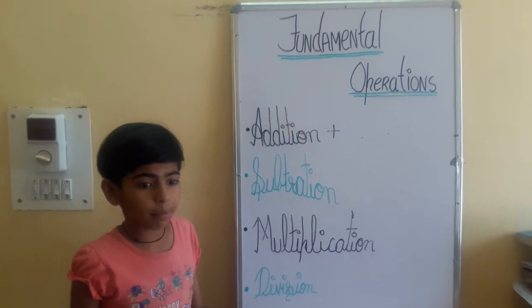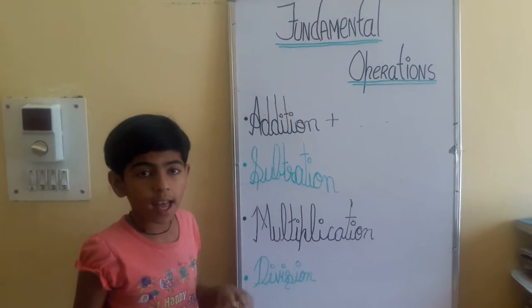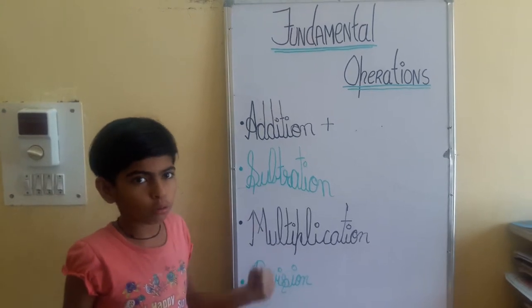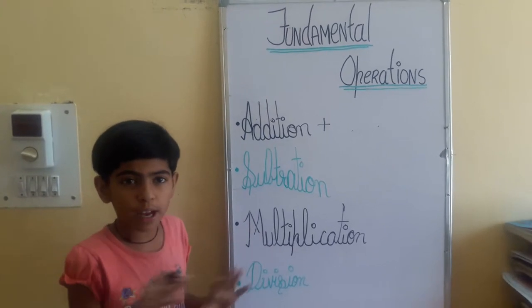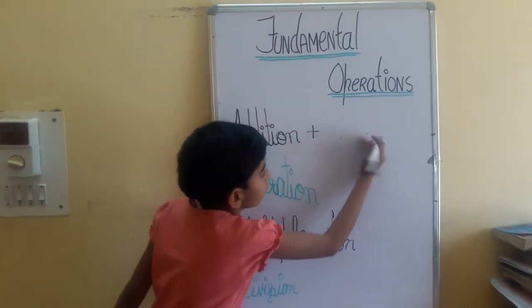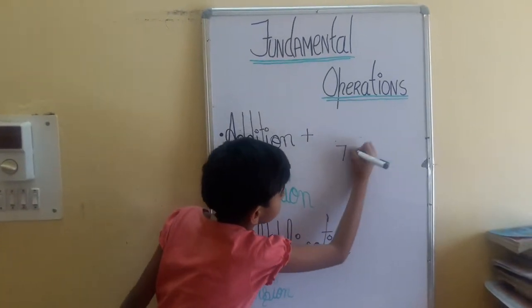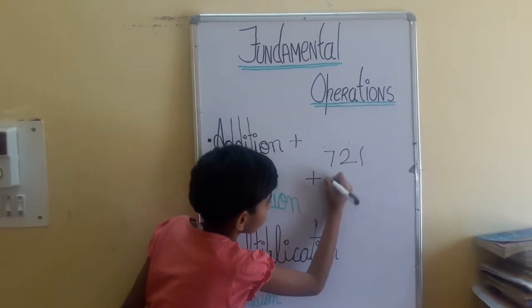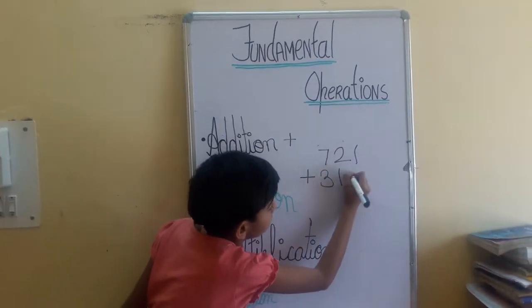Just like your mother gave you 6 toffees and you have 1 toffee. So how many toffees do you have in total? 7 toffees. 7 is 2 plus 1, and 3 is 1 plus 2.